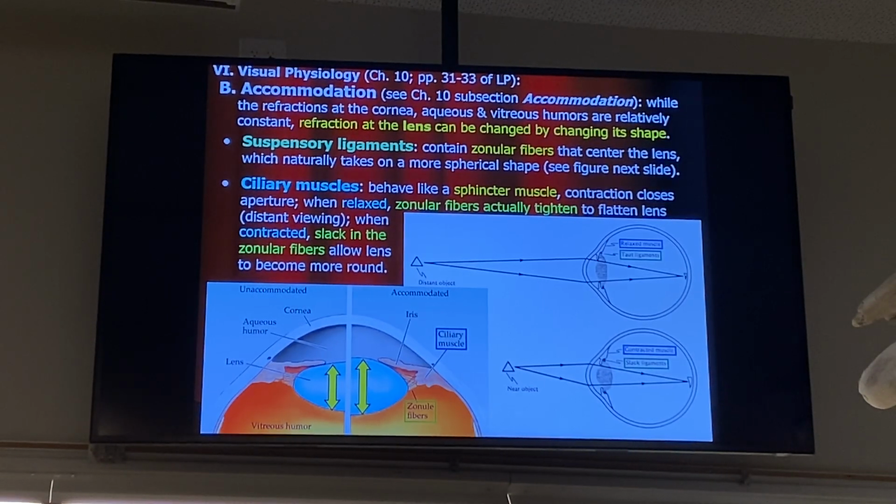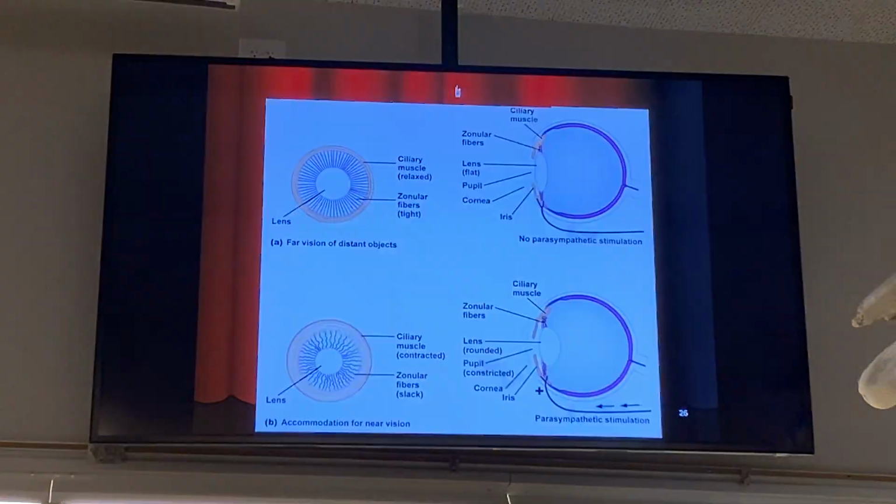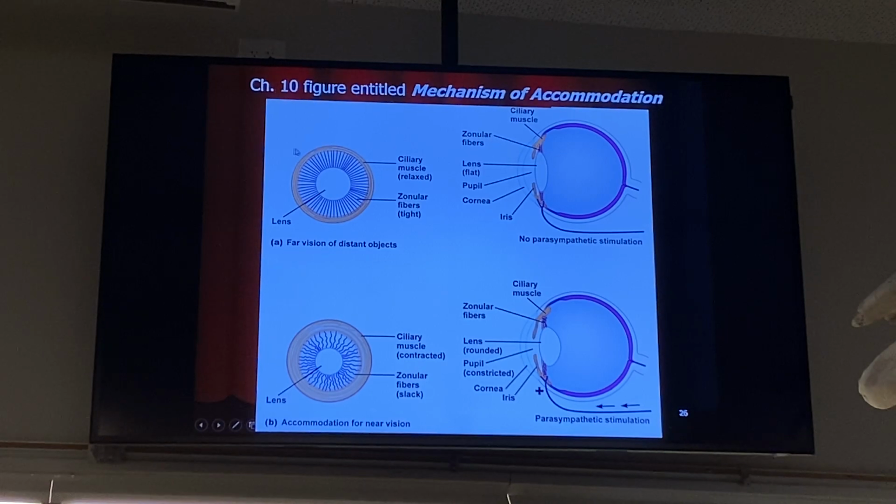And the sphincter muscle, when it contracts, the ligaments get loose, causing the lens to be more spherical, which is its natural shape right here. If you relax the ciliary muscle, all the ligaments get tight and it flattens the lens. See, look at this. Relaxed, suspensory ligaments tight. Contracted, suspensory ligaments loose. This slide is counterintuitive, because it's a sphincter muscle.